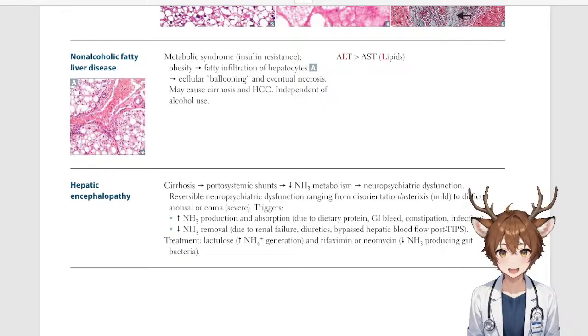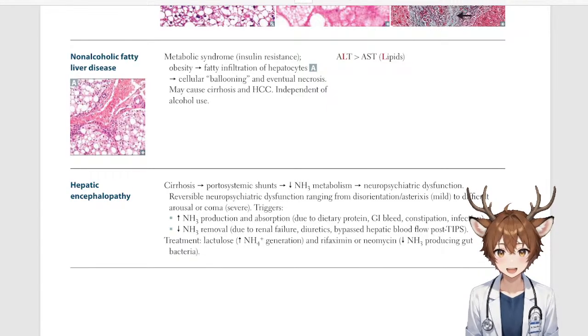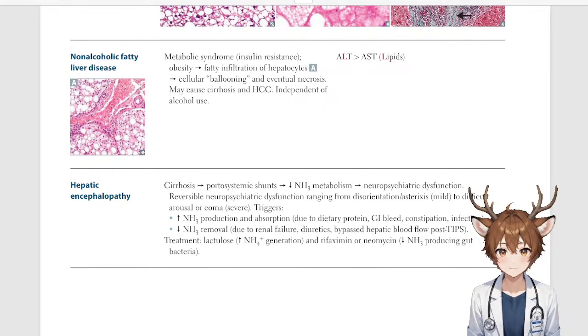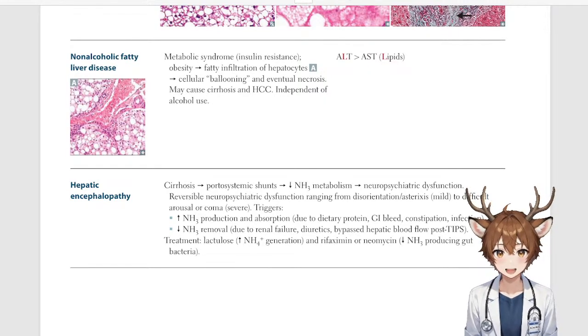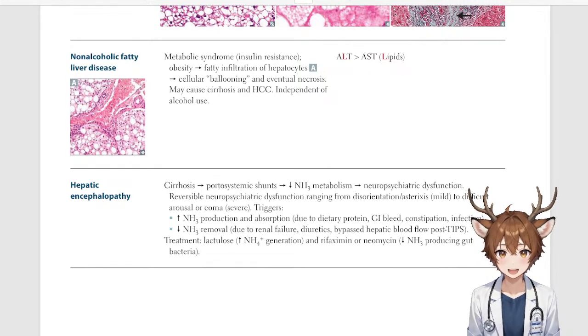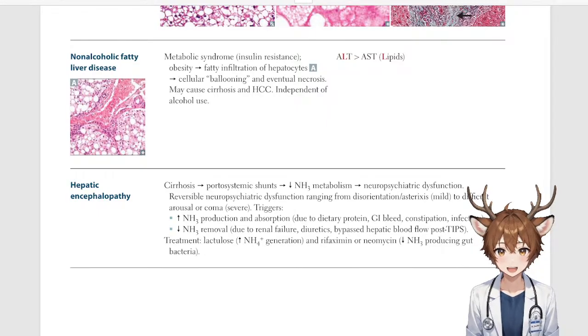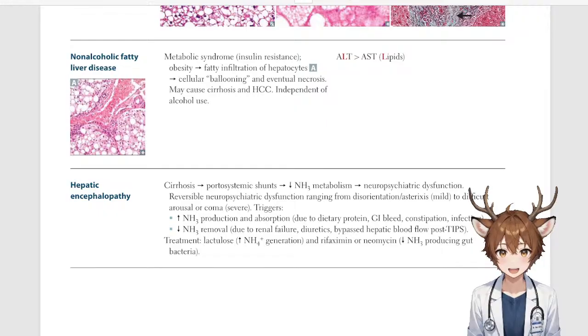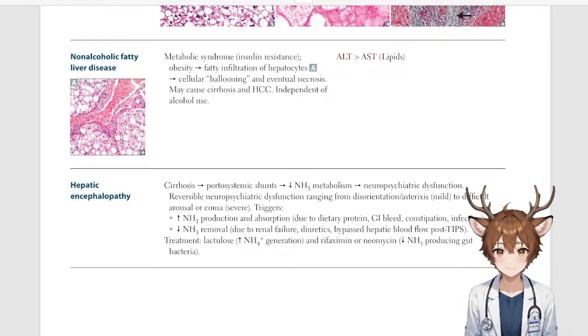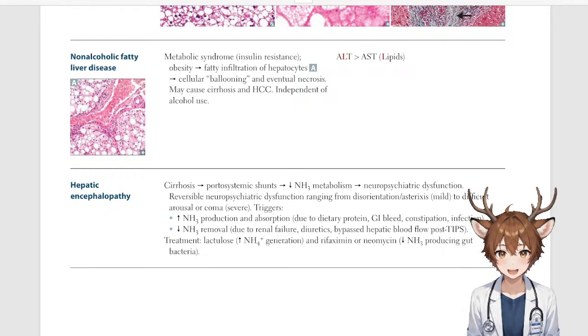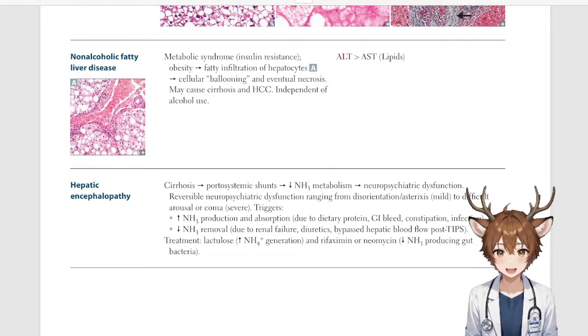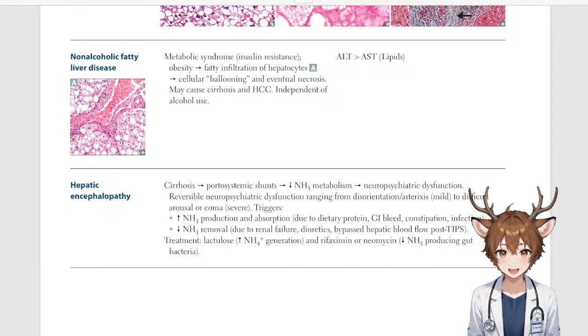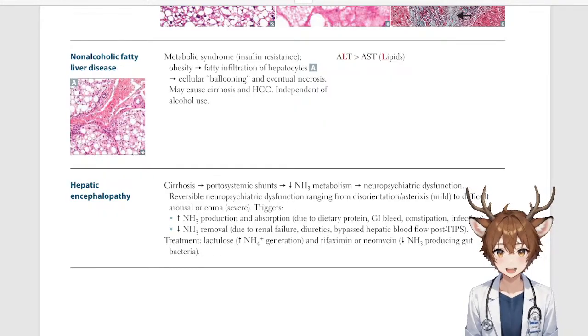MASLD is associated with the metabolic syndrome: obesity, insulin resistance, hypertension, hypertriglyceridemia, and decreased HDL. Obesity leads to fatty infiltration of the hepatocytes, which you can see in picture A still, though your book is a little bit different, leading to cellular ballooning and eventual necrosis. Steatosis presents without evidence of significant inflammation or fibrosis, may persist or even regress over time, and is usually asymptomatic.